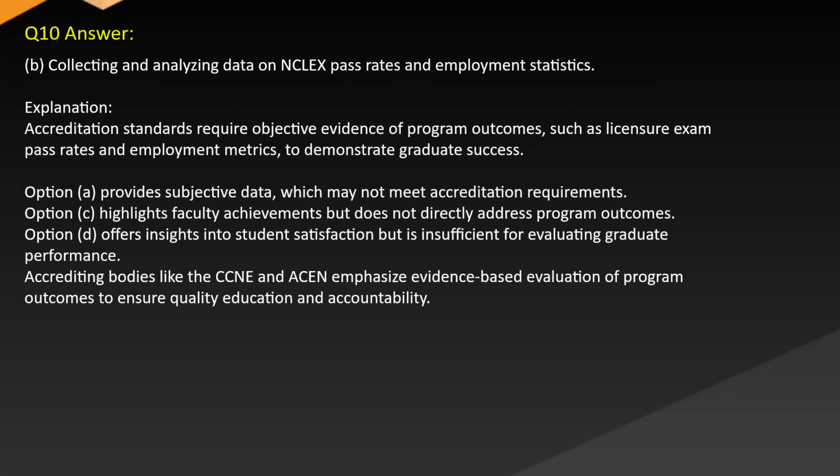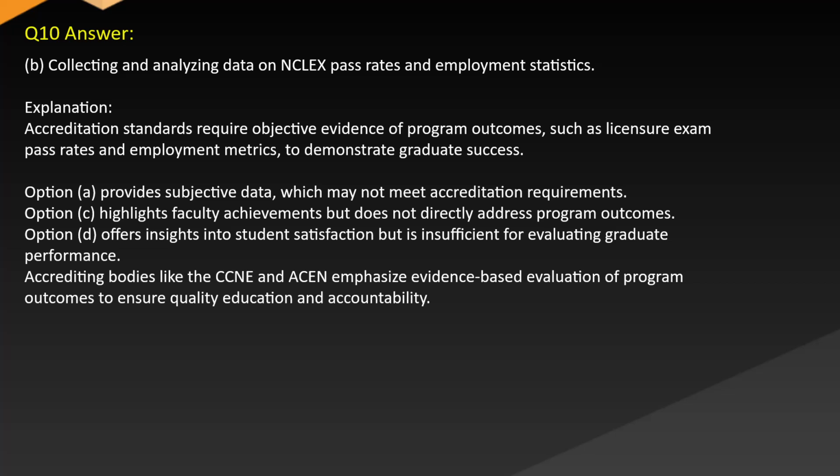Answer: B. Collecting and analyzing data on NCLEX pass rates and employment statistics. Explanation: Accreditation standards require objective evidence of program outcomes such as licensure exam pass rates and employment metrics to demonstrate graduate success. Option A provides subjective data which may not meet accreditation requirements.